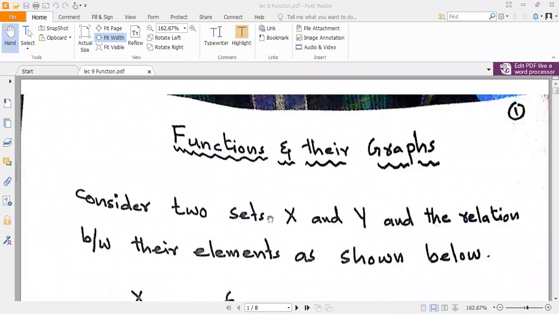You already know about function from high school, college level, and their graphs. Now, what is function? What is the definition of function? Actually, function is a special type of relation. And again, what is a relation? Any subset of Cartesian product is called a relation.